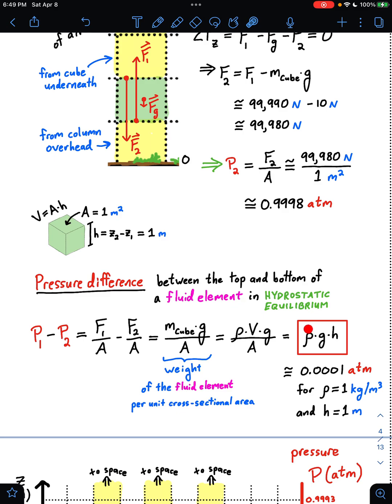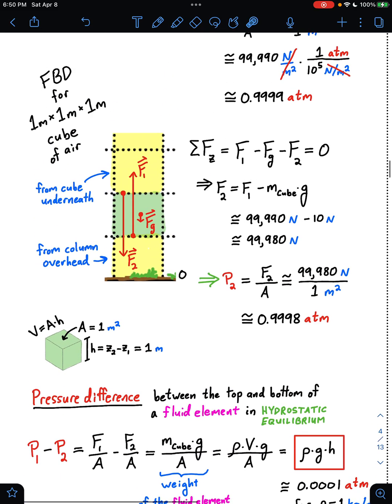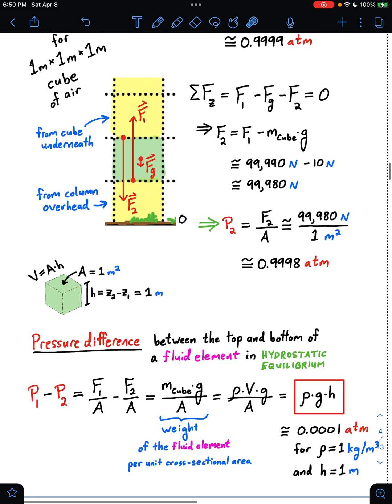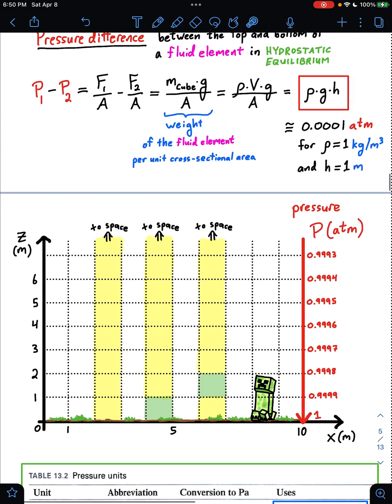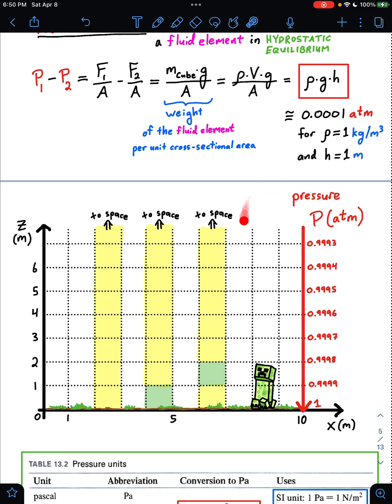For air, if the density of air is about 1 kilogram per cubic meter and little g is about 10 newtons per kilogram on Earth, and we look at a height of 1 meter, we see that the change in pressure in air for each meter is about 0.0001 atmospheres. That is, we're dropping by 0.0001 atmospheres every meter. So our picture of this pressure structure of the atmosphere looks like this: 1 atm at the ground, and then we drop by 0.0001, that is 1/10,000th of an atmosphere every meter above the ground.